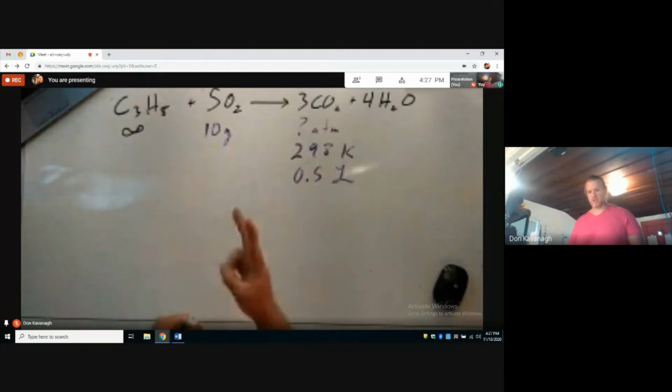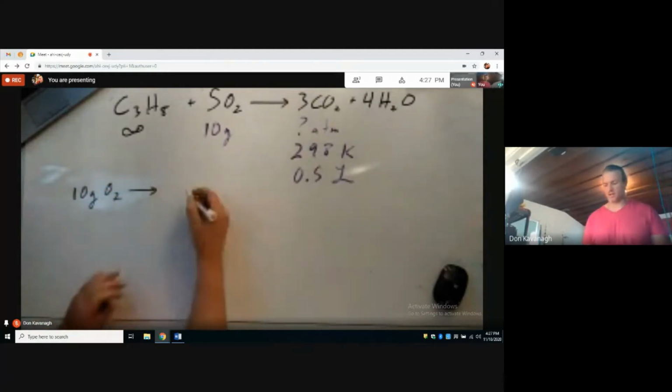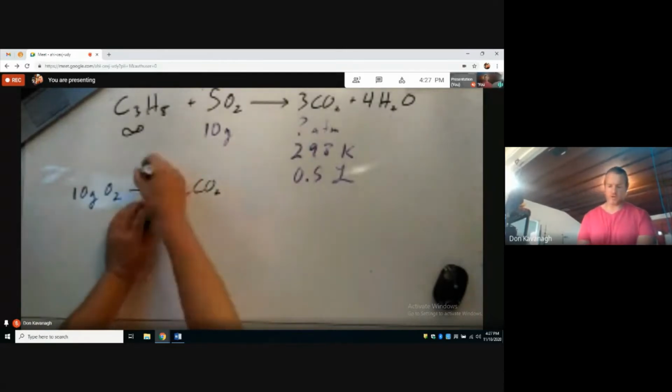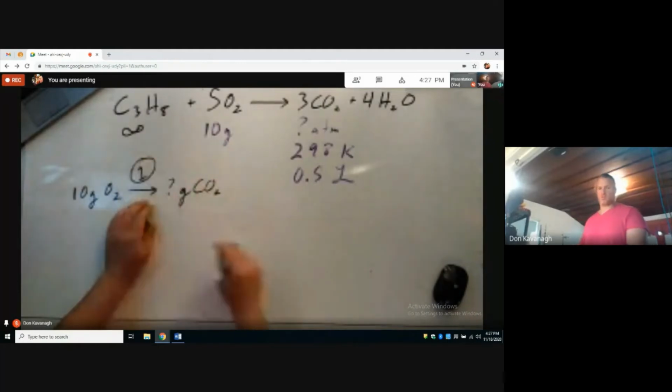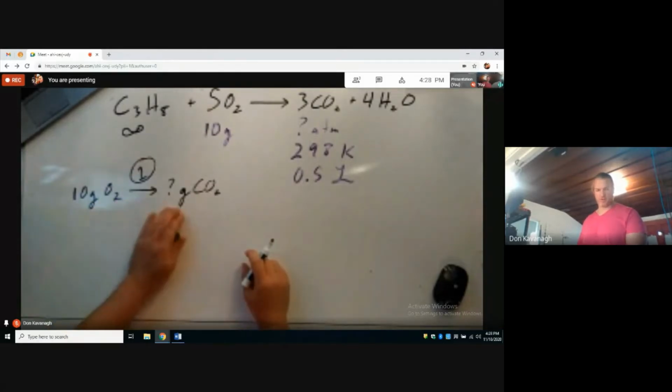Well, this problem is done in 2 steps. The first step is taking the 10 grams of O2 and determining how many grams of CO2 could be produced. This is the first step, and things that we did a lot of problems of in the stoichiometry section, doing grams to grams type problems.